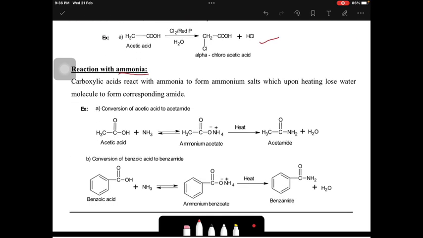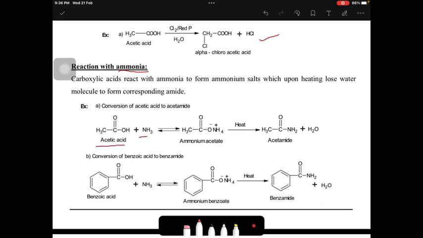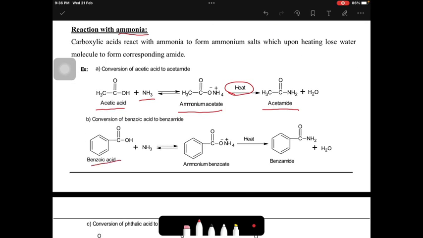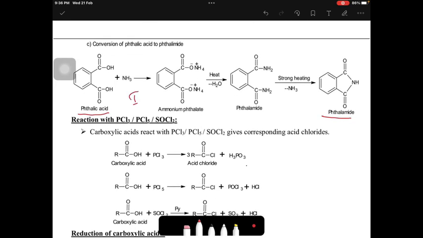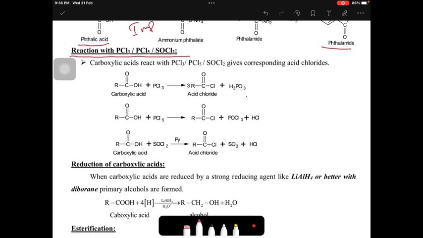Reaction with ammonia: when acetic acid reacts with ammonia, it gives ammonium acetate, which upon heating gives acetamide. Benzoic acid gives ammonium benzoate, which gives benzamide upon heating. Phthalic acid gives phthalimide. It is important. Reaction with PCl3, PCl5 and SOCl2: carboxylic acid reacts with any one of these three and forms acid chloride. The remaining by-products depend upon the nature of the reagent.